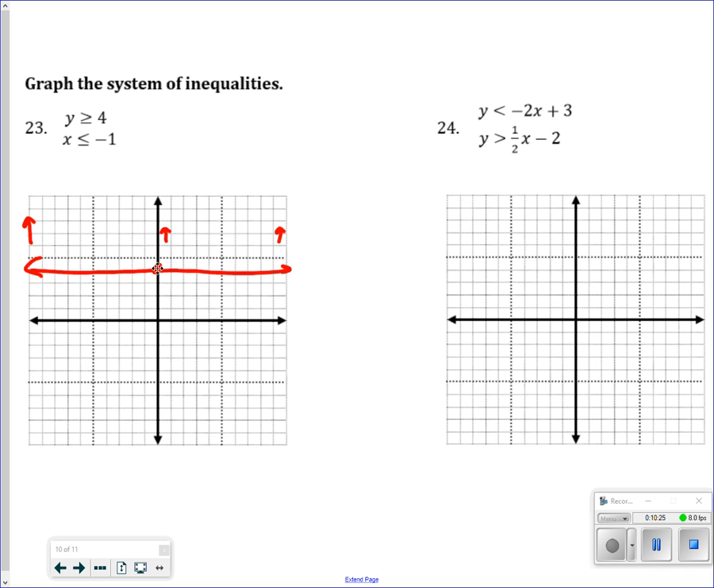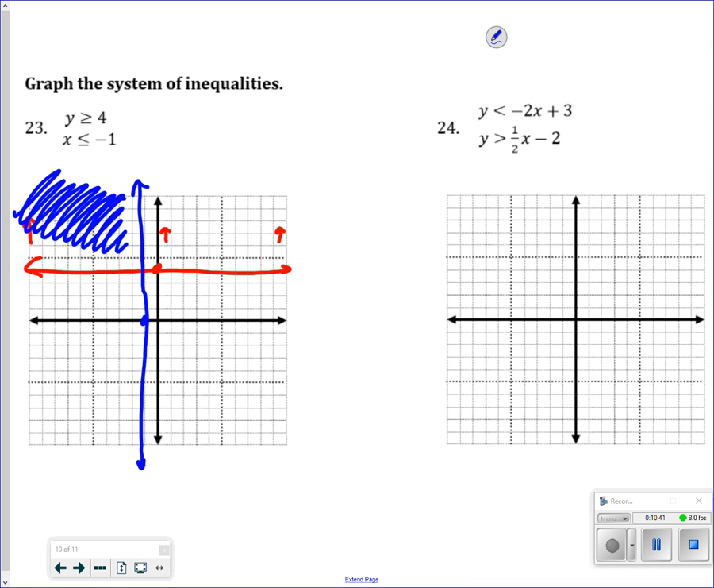Next one, x ≤ -1. Solid, so straight up and down at -1, solid, and shaded to the left. So the area that is shaded by both lines is the only area you should shade when doing this. So to the left of the vertical line and above the red line.